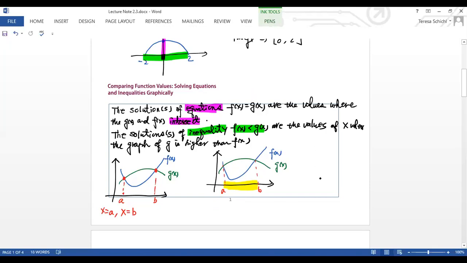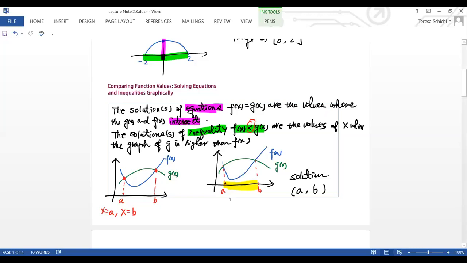The way we write it, the solution here will be from A to B, and I use open parentheses. The reason I use open parentheses is because this inequality does not have an equal sign. That's why I use open parentheses here, right?